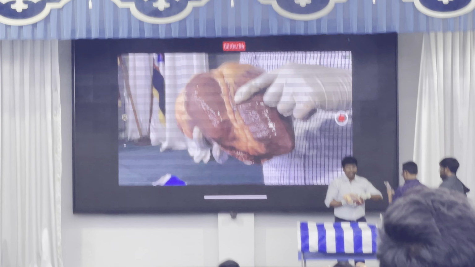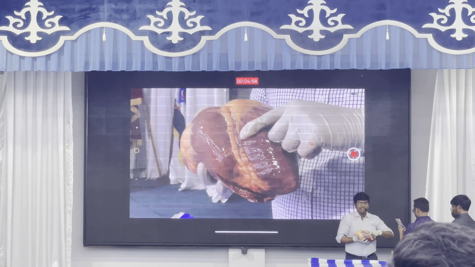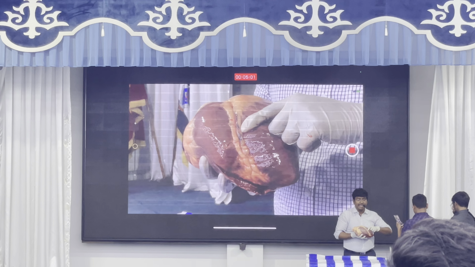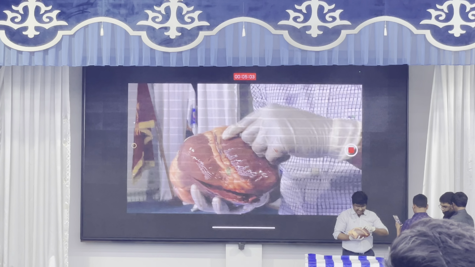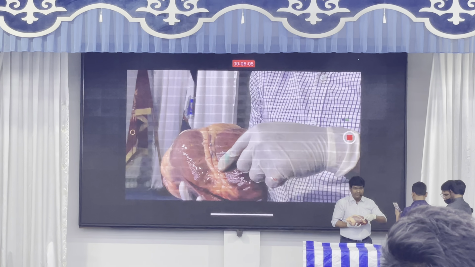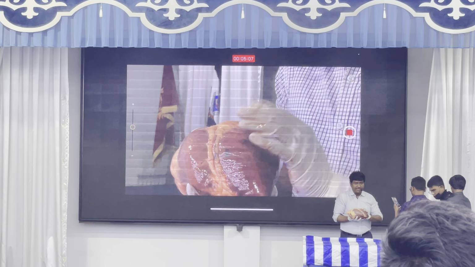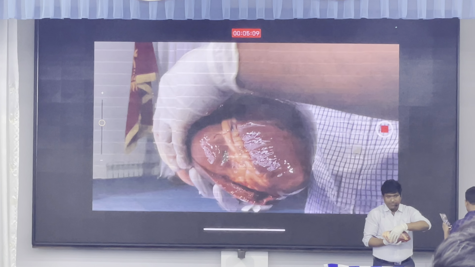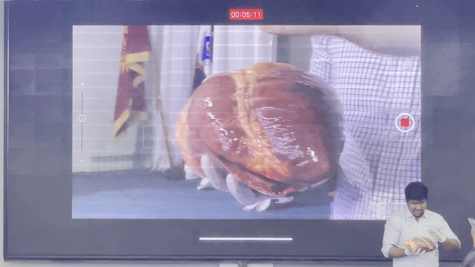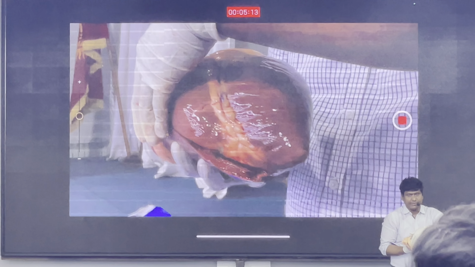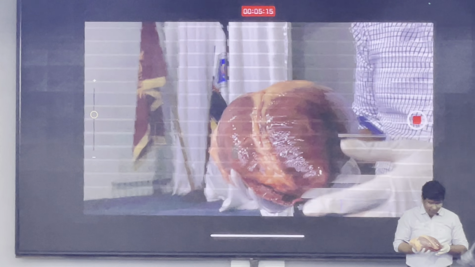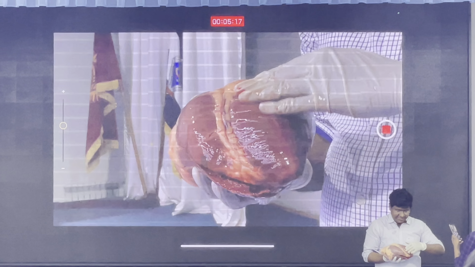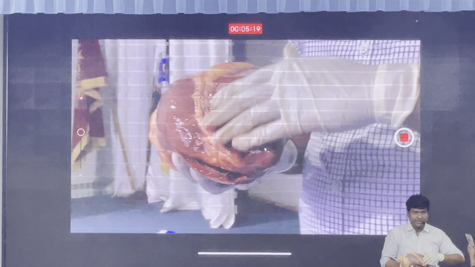The left coronary artery divides into the left anterior descending and the left circumflex. So this is your left anterior descending artery, and this will be your left ventricle, and this will be your right ventricle. Right, this is your left ventricle and this is your right ventricle. Within the left ventricle, this will be the anterior wall.